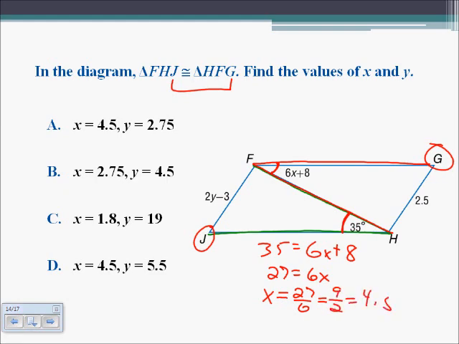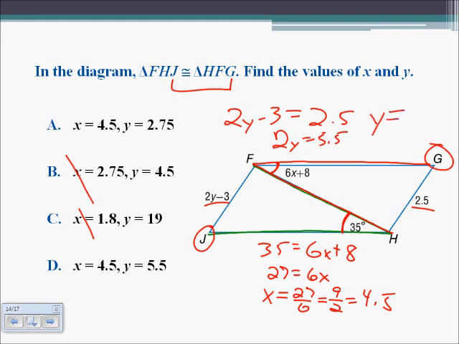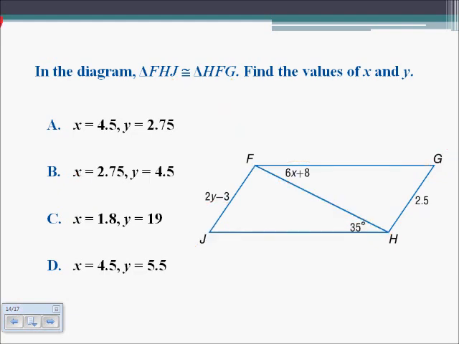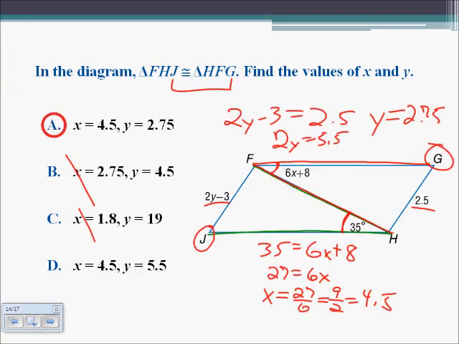which is equal to 4.5, which takes care of B and C, leaving us with the deciding factor for the two sides, 2y minus 3 and 2.5. So we have 2y minus 3 is equal to 2.5, add 3, 2y is equal to 5.5, which means divide by 2 on both sides, y is equal to 2.75, or A. Final answer, A.